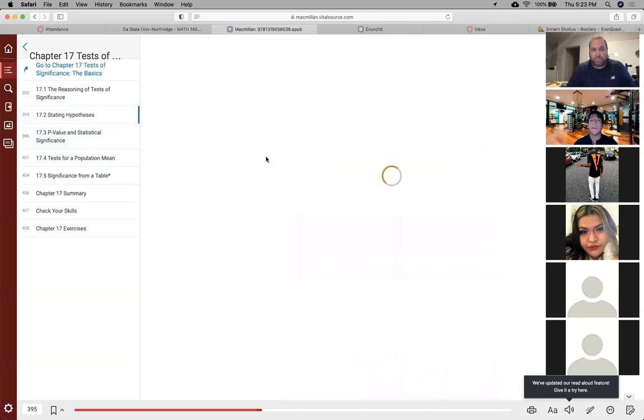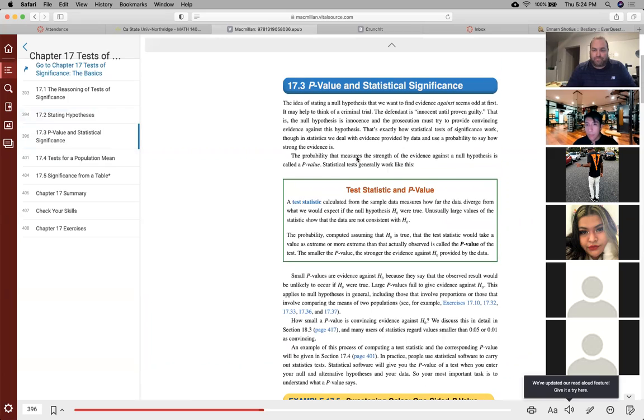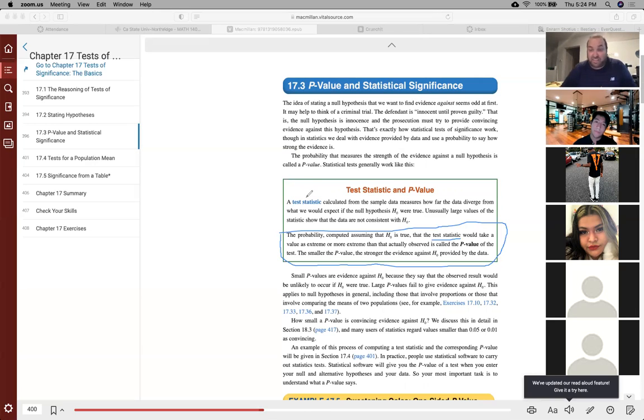All right, so next, p-value and statistical significance. So let's first do p-value because I already brought it up. So ignore the first paragraph in this box and go to the second paragraph. The probability computed assuming that H0 is true. Okay, well, I guess they talked about the test statistic. So ignore what I just said. Let's start here. A test statistic calculated from the sample data measures how far the data diverge from what we would expect if the null hypothesis were true.